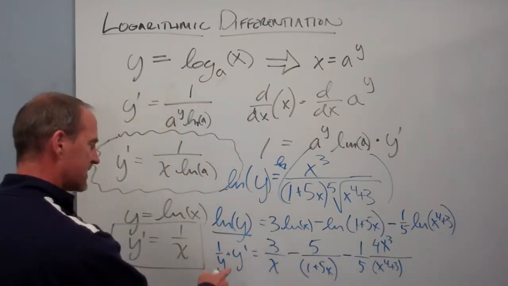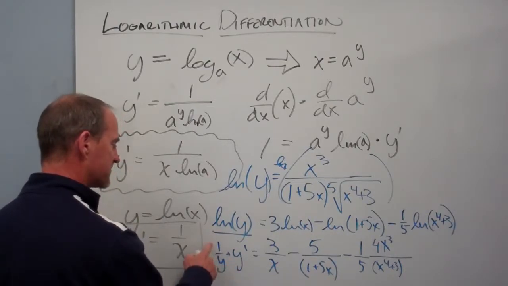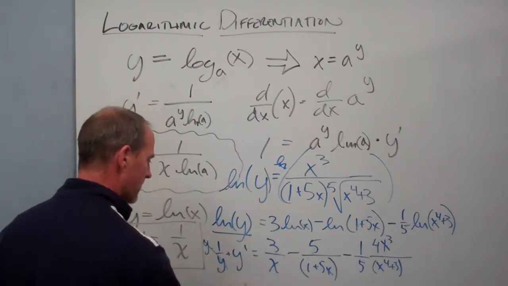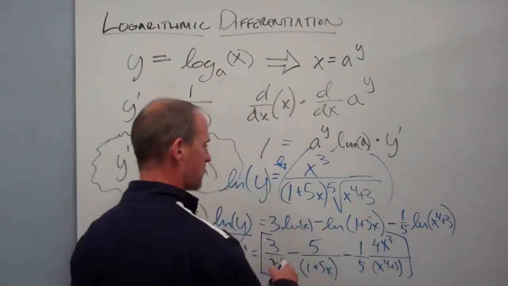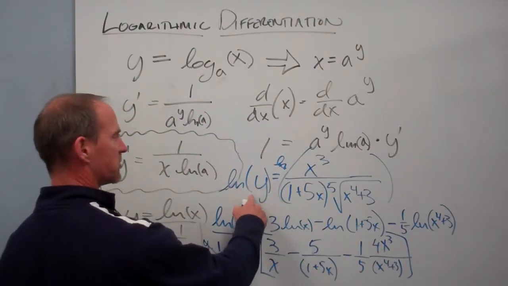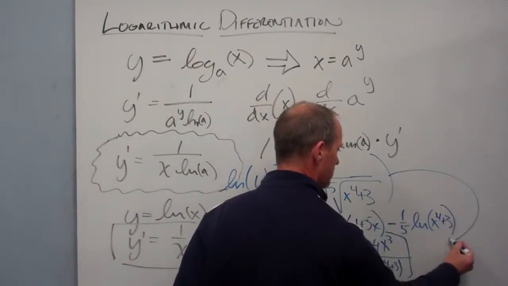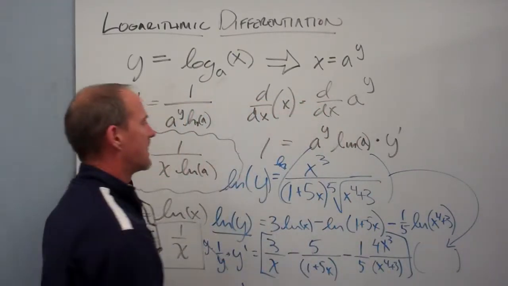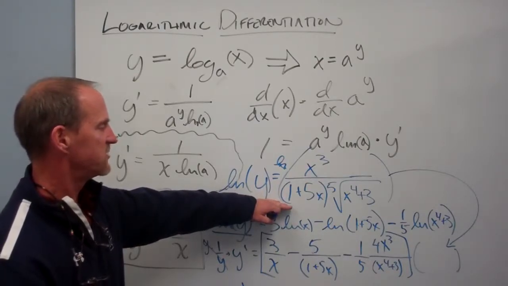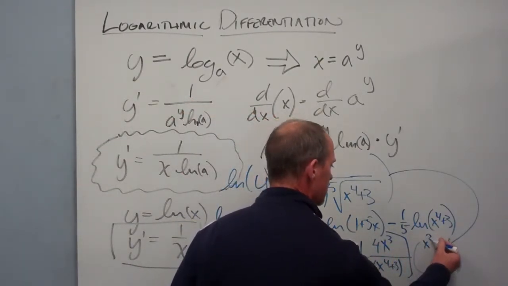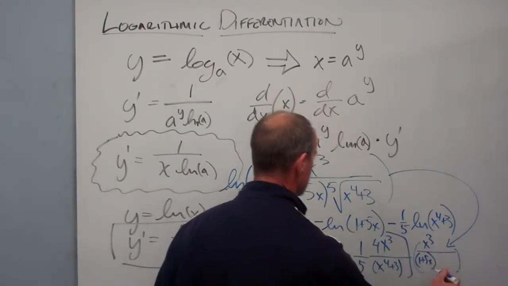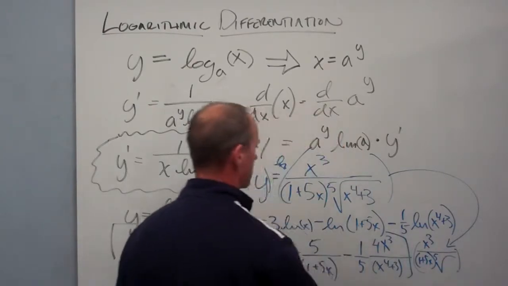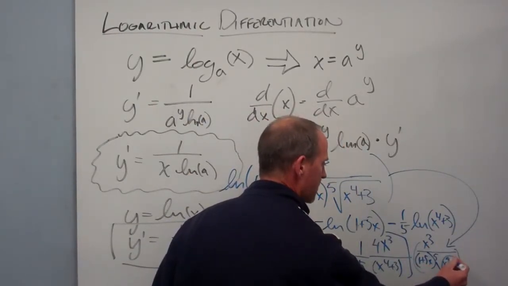Now I'm not done because I need to get y prime by itself, but I simply multiply both sides by y, and that goes away, and I get y prime equals this whole thing times y. Well, we know what y is. We were told that in the beginning. It's just this whole expression, which we don't need to rewrite, but it's x to the 3rd all over 1 plus 5x, times the 5th root of x to the 4th plus 3.